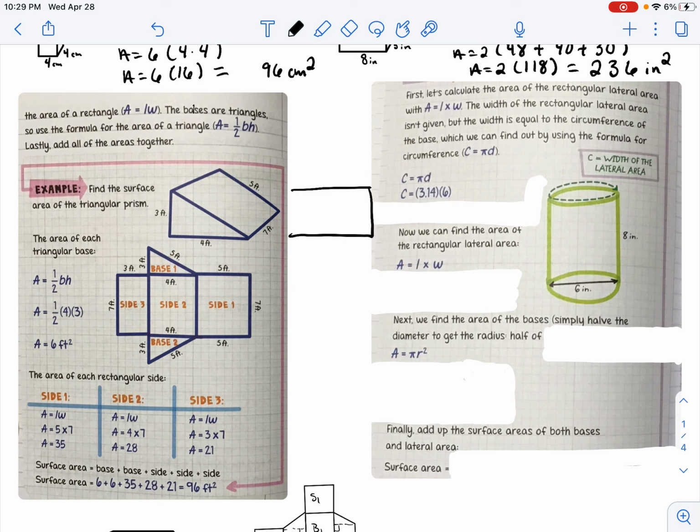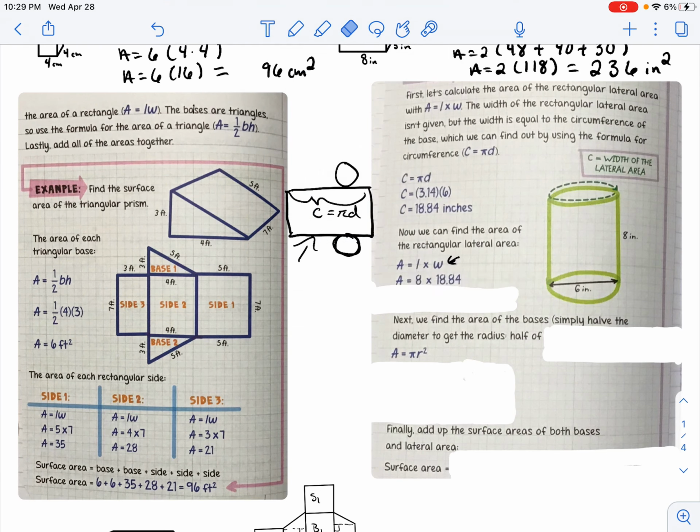Because when we open up the net of the cylinder, it's going to look similar to something like this. You have your two circles, then you have your rectangle. That's going to be the height, and then this right here is your circumference, which equals your pi times d. Okay, and that's our width that we're referring to right down here. Okay, so 3.14 times 6 is going to give us 18.84. So now we can find the area of the rectangle right here.